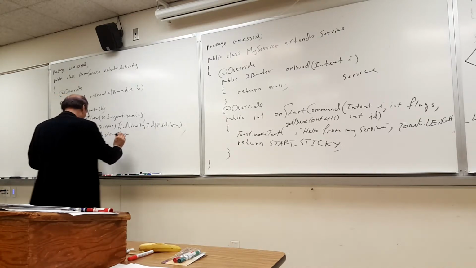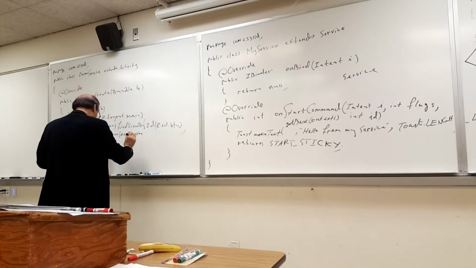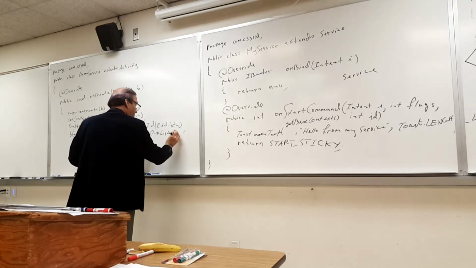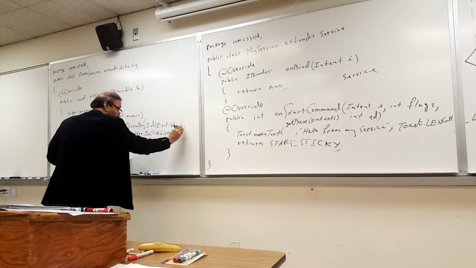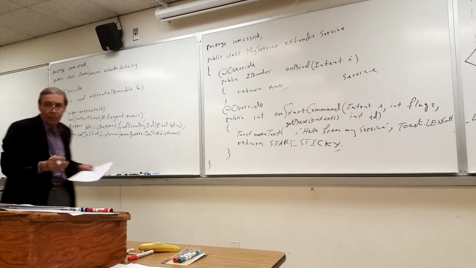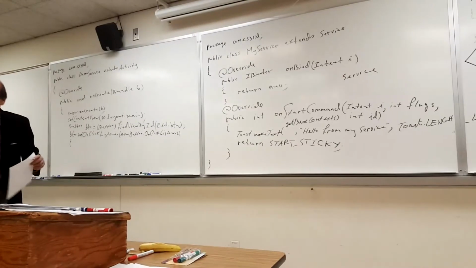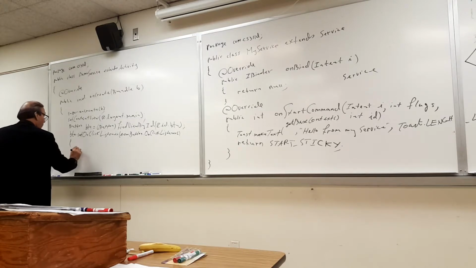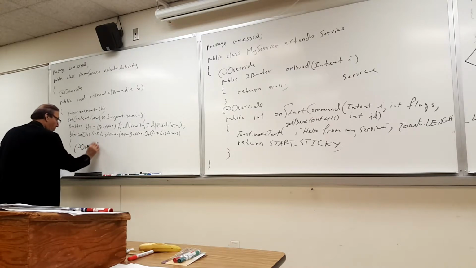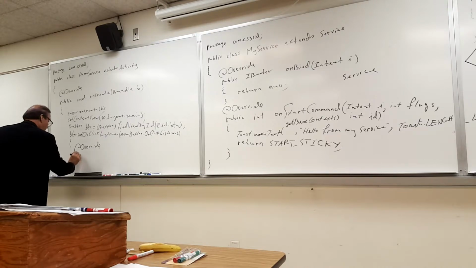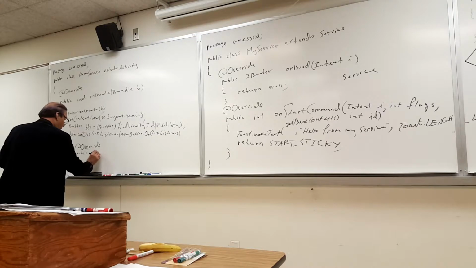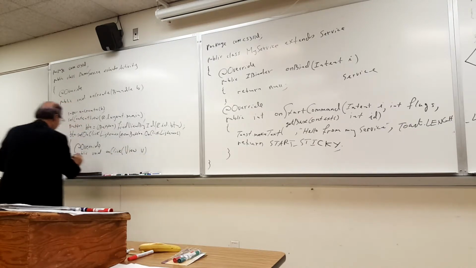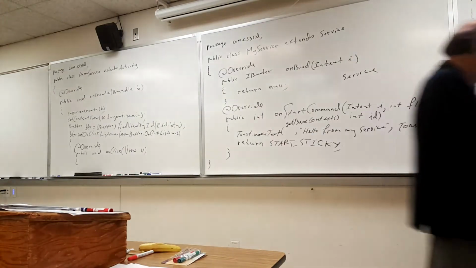Button.OnClickListener(). Now we are overriding onClick, and in onClick we're going to call the service. @Override public void onClick(View v). I'm going to put the rest of them here for you guys. Only a couple of lines, and that's it.